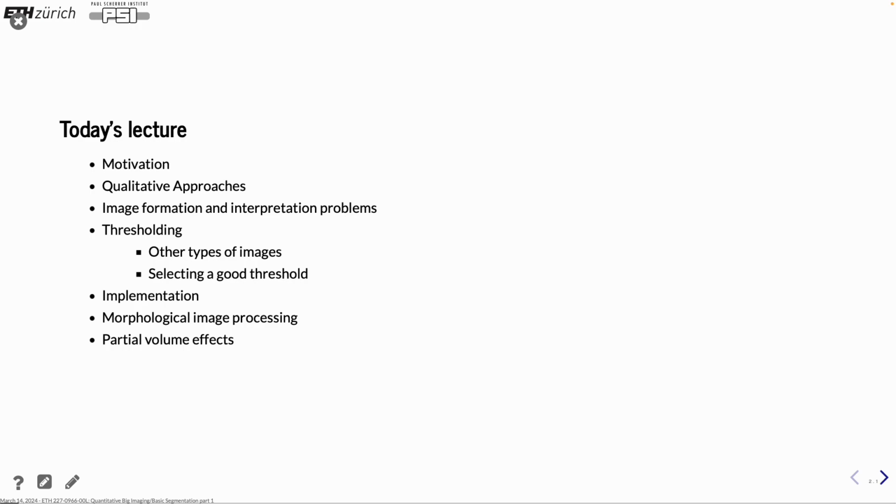First, motivation, then some qualitative approaches on how to work with the images. Also, how the images are actually formed, at least one example of it. Then we're going to look into thresholds and how to first approach what a threshold is. A little bit of implementation, not so much, and then round off with morphological image processing and looking at the partial volume effects that can appear in the images.